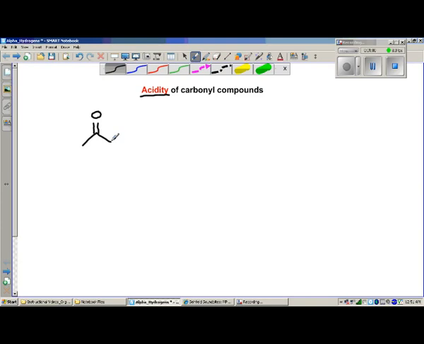If we take a look at, let me add some more carbons here. Let's say we have this guy, 2-pentanone. I'm going to indicate this hydrogen here, this one here, and then these two as well. There's something special about these hydrogens. Let me add some more carbons here just to finish this off. These hydrogens are special. These hydrogens are on the carbon next to the carbonyl carbon.